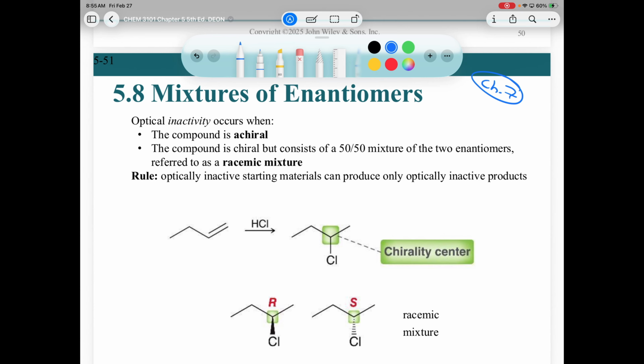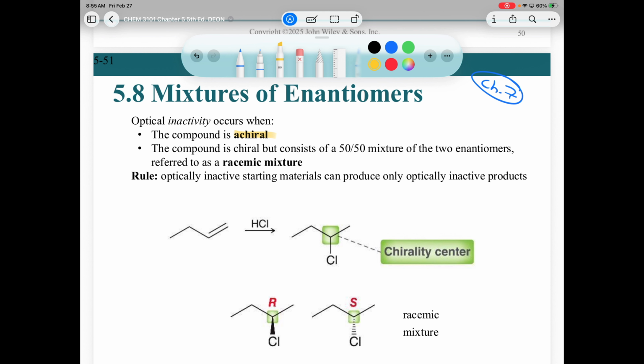But anyhow, what's optical inactivity? We saw a meso compound, right? And we said it was achiral. I said even though it's got chiral centers, it doesn't rotate plane polarized light. Optical inactivity occurs when a compound is achiral. Sure, that's true, but what if you have two enantiomers in a mixture and they're 50-50, right?